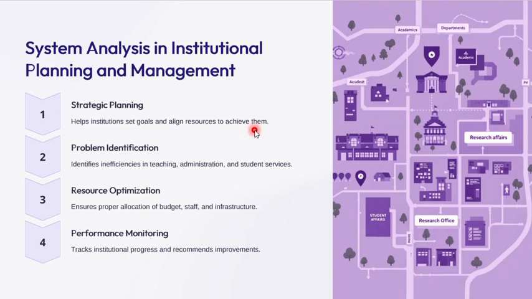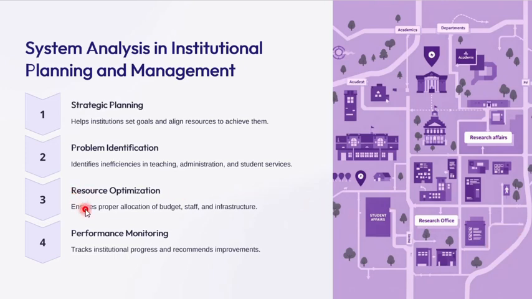An example for this is a school using system analysis to determine if expanding academic programs is feasible based on students' enrollment trends. The second one is problem identification. It will identify inefficiencies in teaching, administration, and students' services. An example for this is analyzing student dropout rates to improve retention strategies.